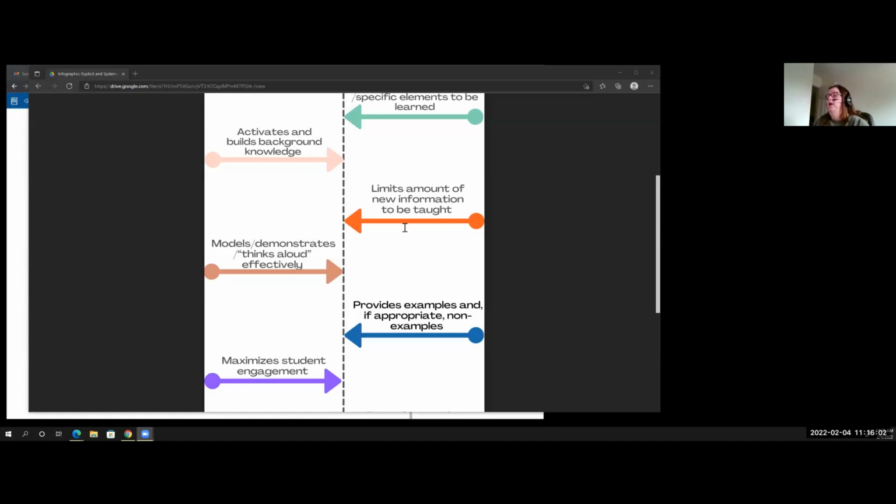Okay, all right. So we're going to chunk it. We're going to pace it well. We're going to use data to do that. All right, what does demonstrating think alouds look like or sound like in a classroom?